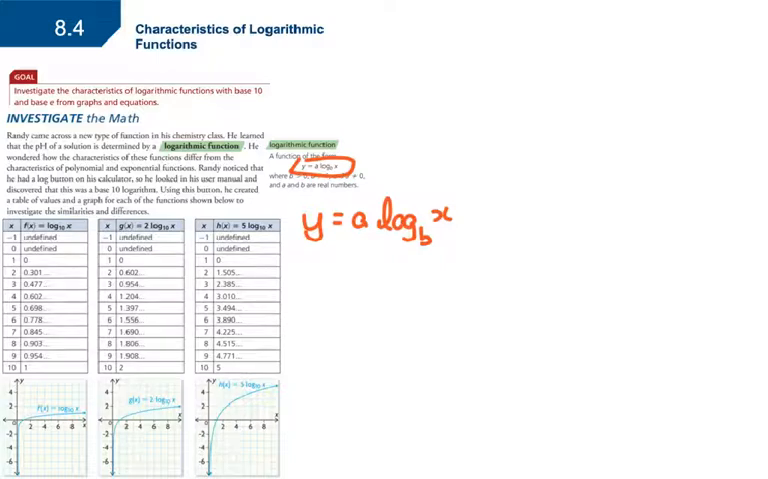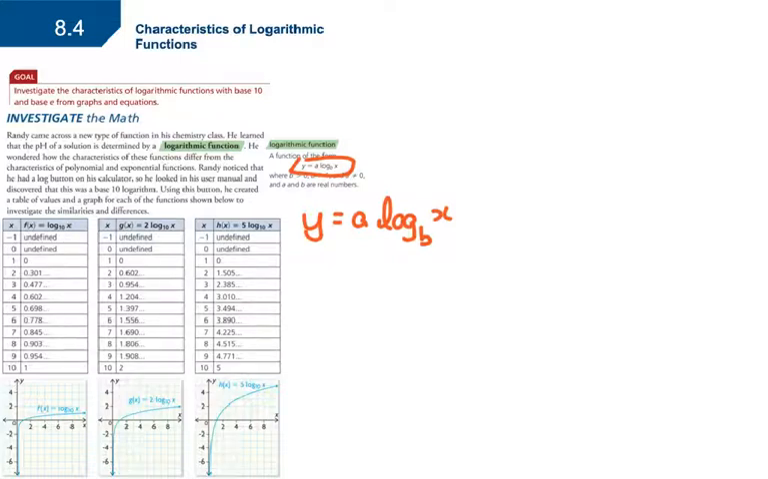B is the base of the logarithm. It's related to the base of an exponential function. In fact, these two functions are actually inverses of each other. But for now, we're going to look at the characteristics of these logarithmic functions through their graphs. I have three of them here for you.